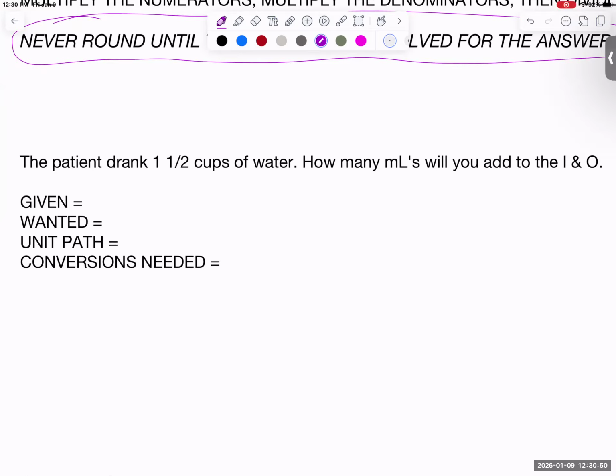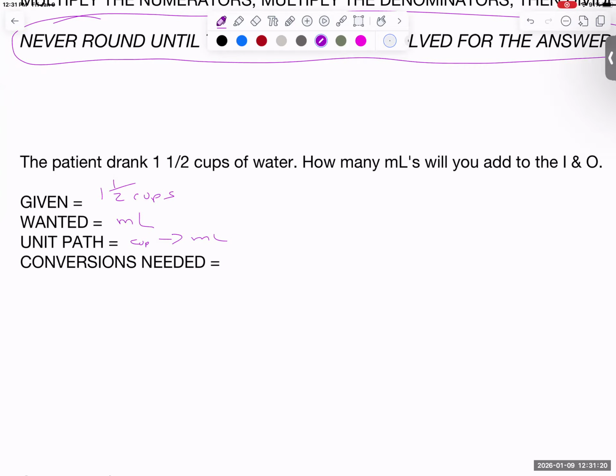So what is the given information in this question? 1.5 cups. Yeah, 1.5 cups. And what is my wanted? Milliliters. I want to know how many milliliters 1.5 cups are. So what's my unit path? And my unit path is cups to milliliters, right? And this is the part I'm telling you, you don't need to show me on the exam. This is just a part to practice. I have to convert cups to milliliters.